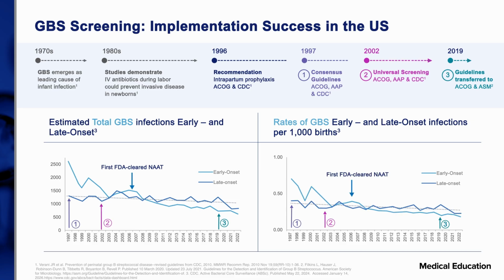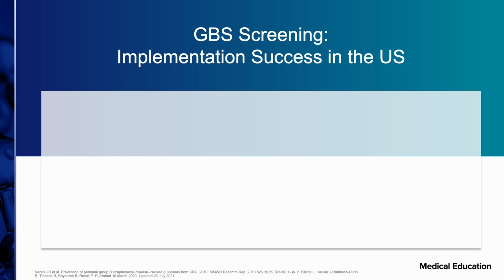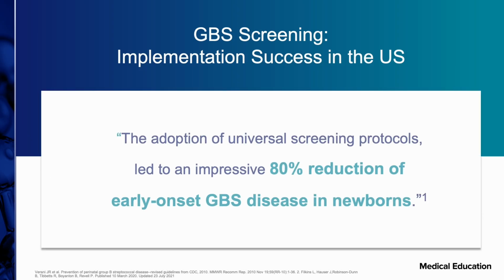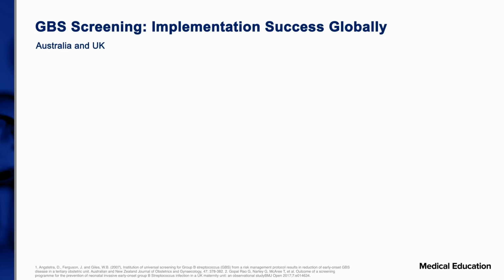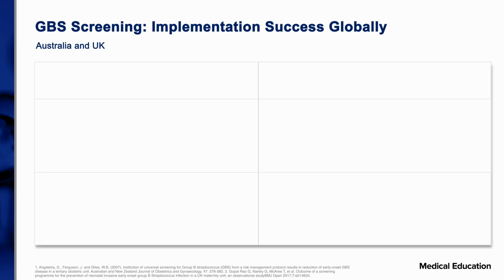And so, I mean, group B strep screening has been an enormous success story, right? And it has been successfully implemented in the United States and has led to an 80% reduction in early onset disease in newborns. So that's a tremendous reduction in disease. But this is not just a story of the United States. This is actually a global success story because we can look at studies in Australia and the UK.